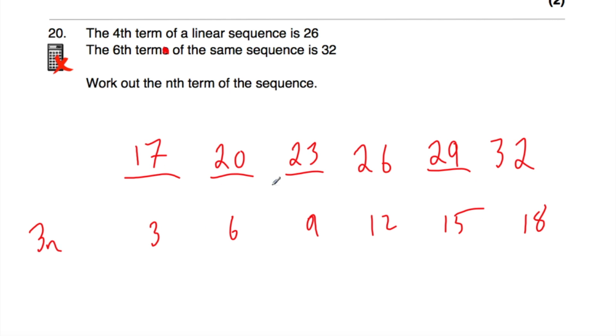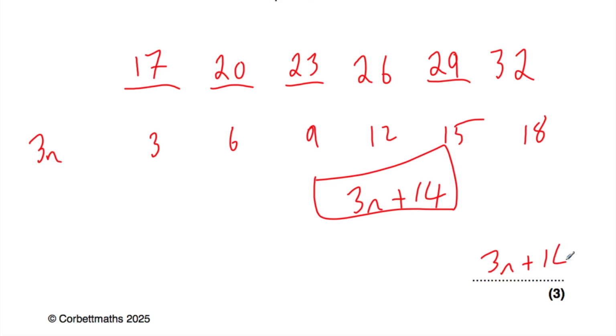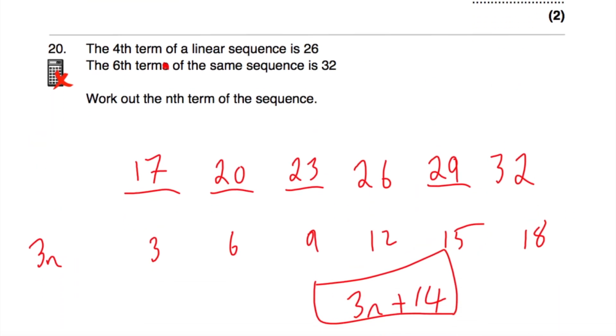So that's 3n, but our sequence is 17, 20, 23, 26, 29, and 32. It's actually going to be, to get from 3 to 17, we'd add 14. To get from 6 to 20, we'd add 14. So that means it's going to be 3n, add 14. That's the nth term of our sequence, 3n plus 14. So whenever you're given questions like this, whenever you're told the fourth term and the sixth term and things like that, what I like to do is I like to put some dashes for the numbers that I don't know, and then perhaps we can work them out, and then we can find the nth term of the sequence quite easily. Okay, let's look at our next question, question number 21.